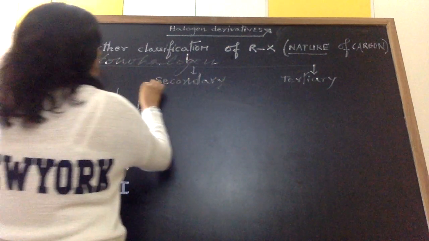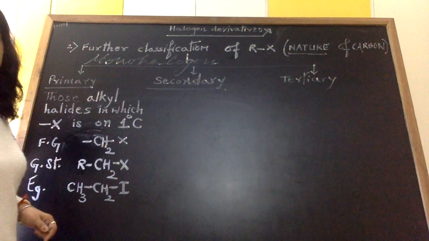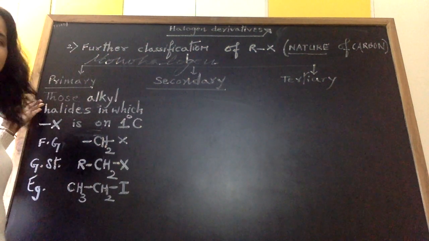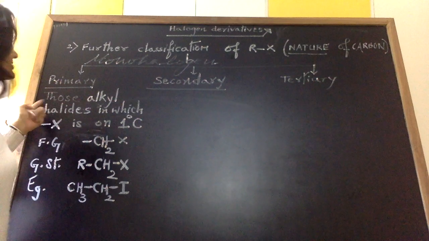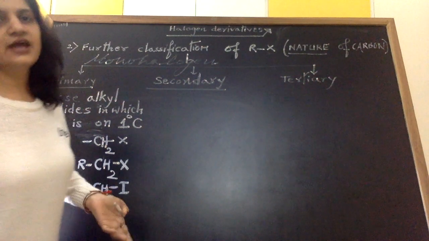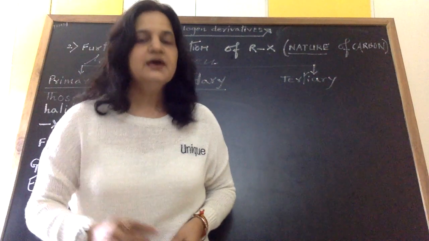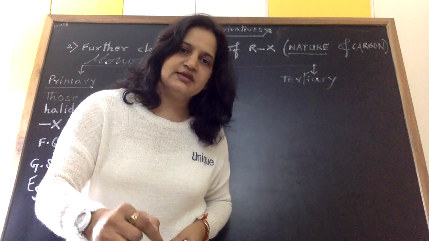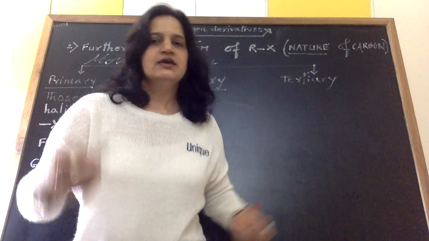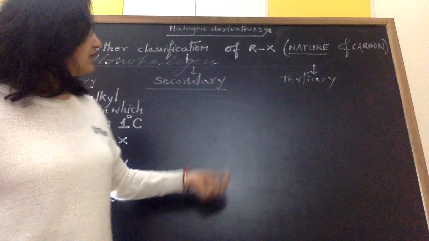Okay. Secondary alkyl halide. Definition you can say now. Those alkyl halides in which the halogen atom is attached to a secondary carbon atom, that is that carbon which is directly attached to two other carbon atoms, is called a secondary alkyl halide.